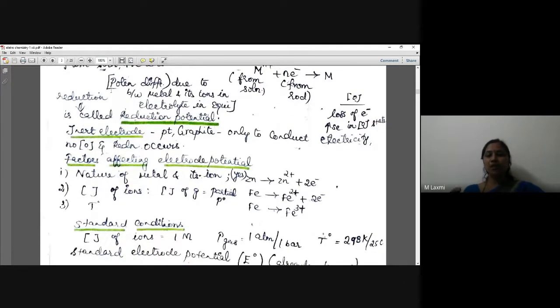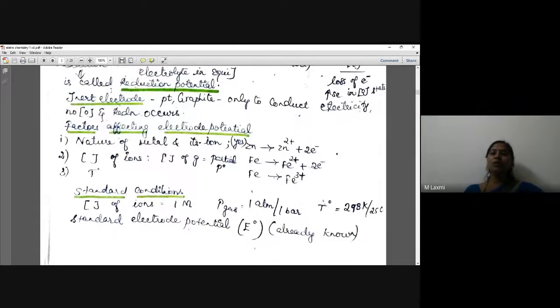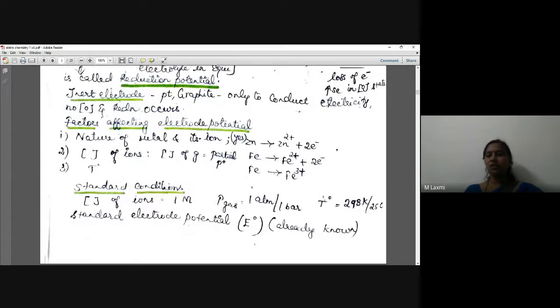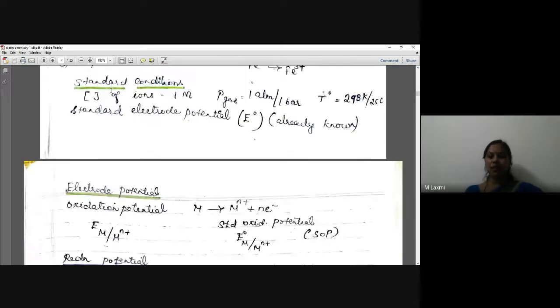Then we saw how the nature of the metal and its ion, concentration of ion, and temperature are all factors on which electrode potential depends. If you carry this out under standard conditions of temperature 298 Kelvin or 25 degrees Celsius, pressure as 1 atmosphere or 1 bar, and concentration of ion as 1 molar, then you can call the electrode potential the standard electrode potential. I'm referring to standard, so the conditions were given and the results were taken. So your E naught value will be known to you. That will be given in the numericals.